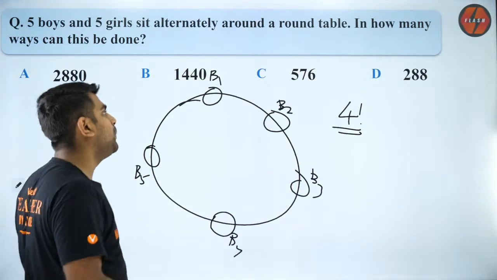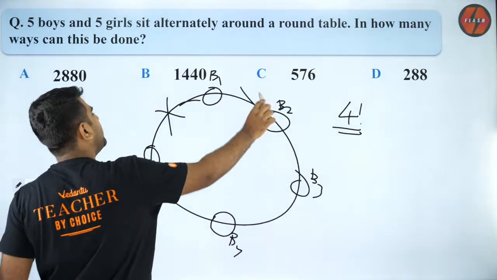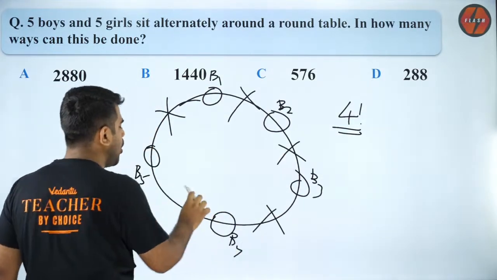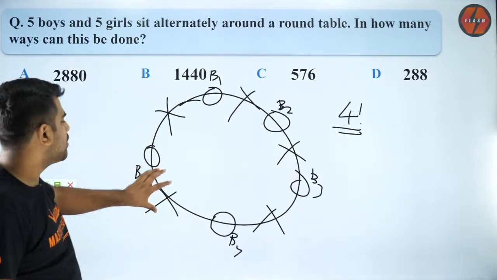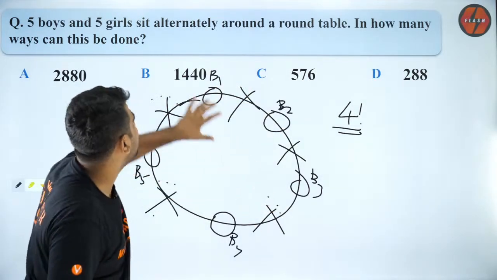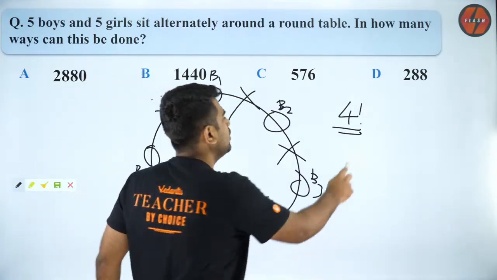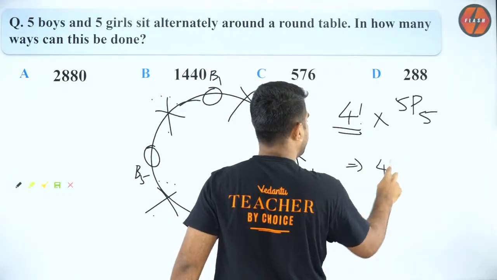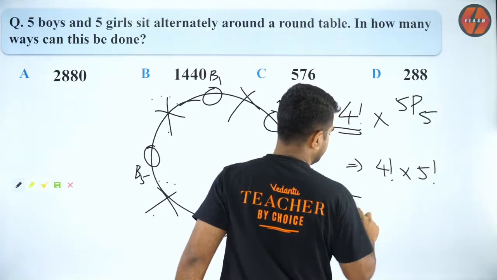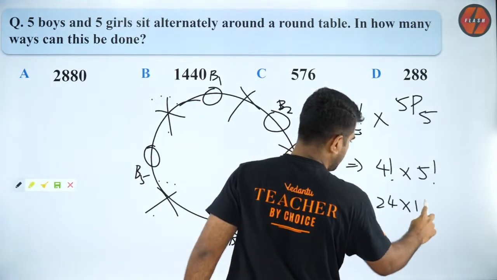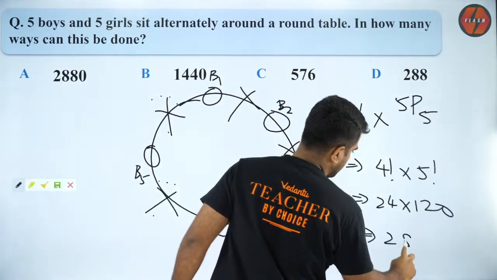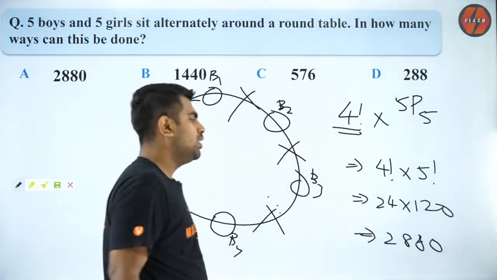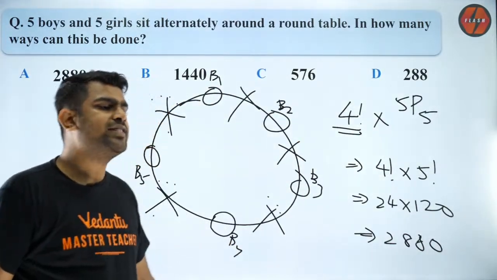And what will I do? I will place the girls. So how many ways do the girls have? 1, 2, 3, 4, 5 places. So 5 places and we have 5 girls. So it is 5P5. So that is nothing but 4 factorial into 5 factorial. So that's the answer. I hope you guys are all clear.